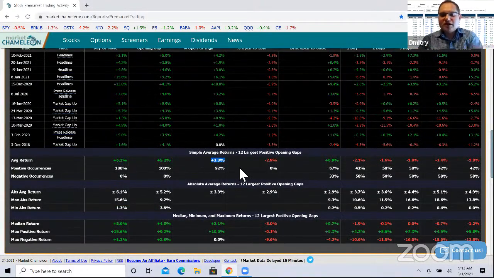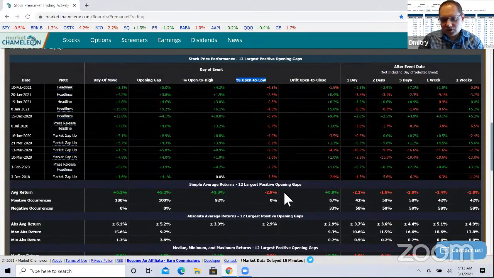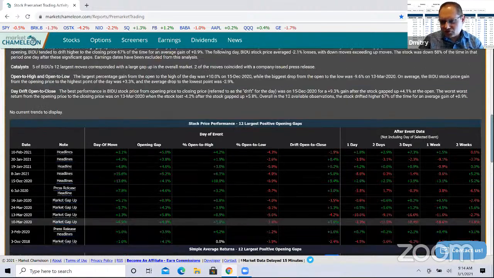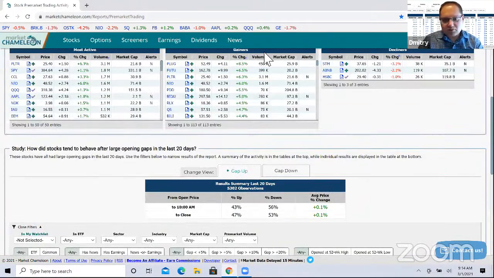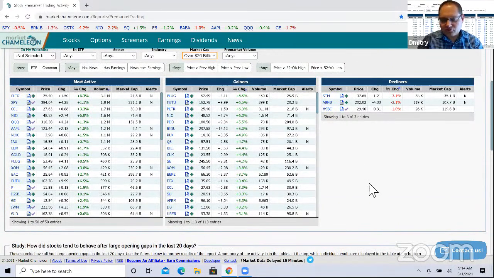What did it tend to do after the market opens? From the open to the high of the day, average move was 3.3%. From the open to the low, average move 2.9%. So slightly biased towards the upside. From the open to the close, 67% of the time closed higher, 33% lower from that opening price, for an average gain of 0.9%. So that's really quickly. We went over a couple, three or four stocks for the open.